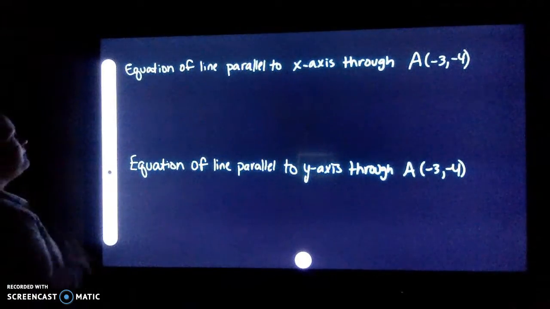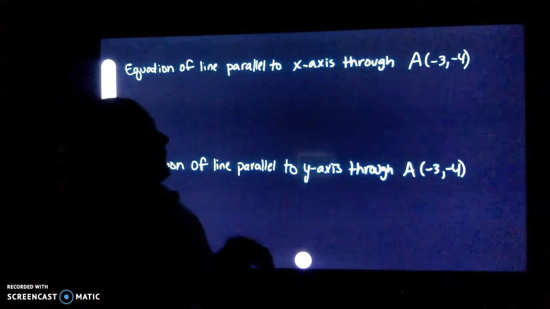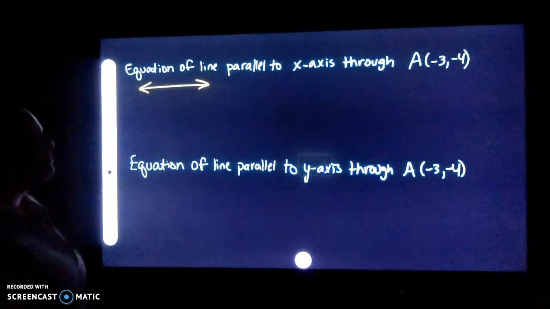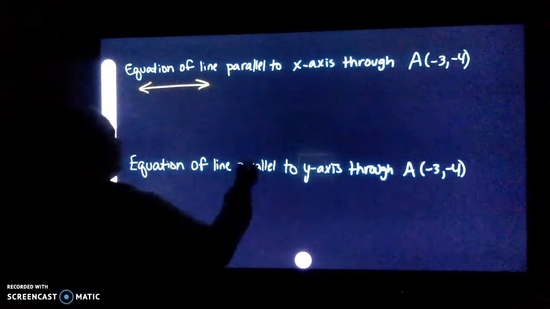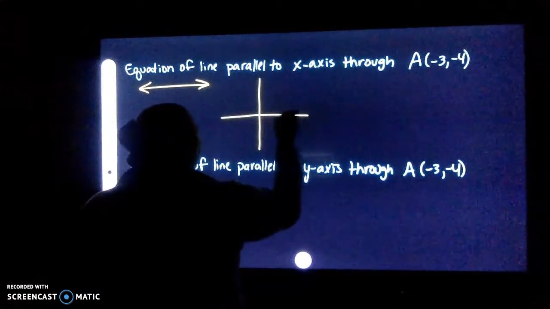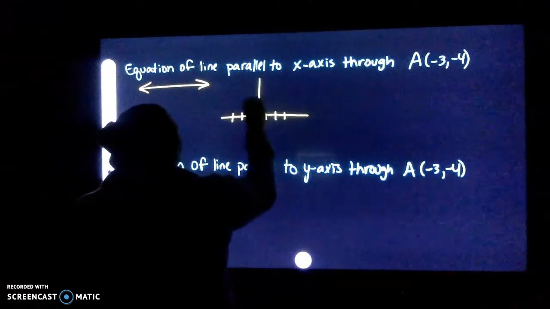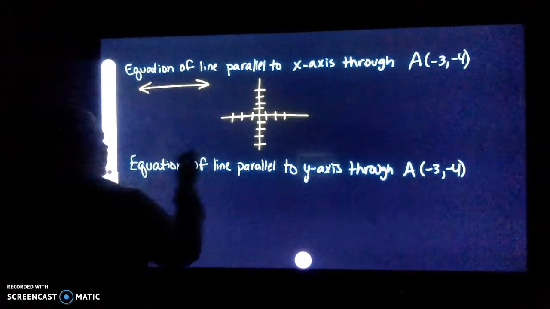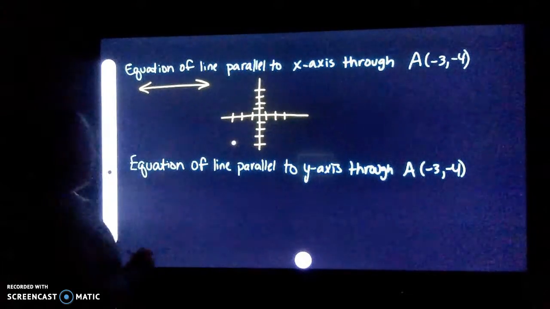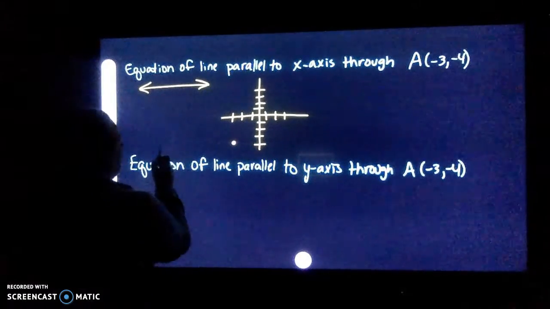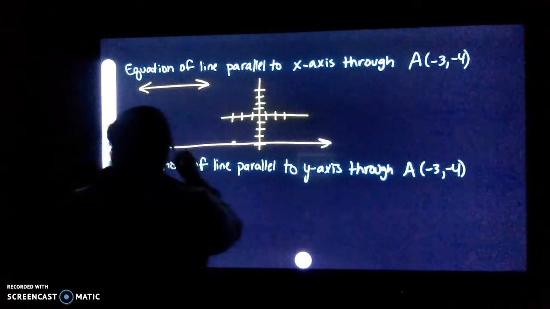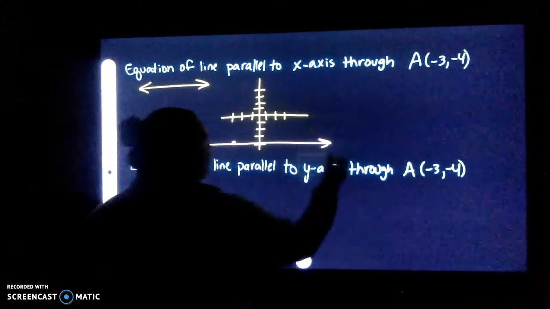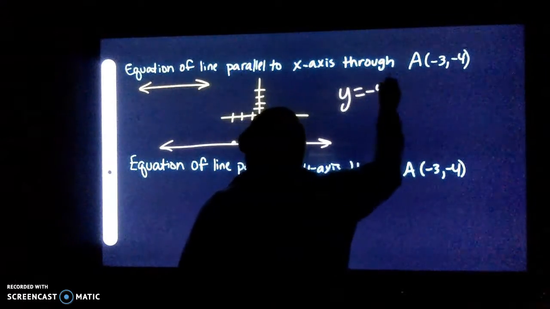So this first equation, I want to write the equation of a line that runs parallel to the x-axis, so horizontal, through the point (-3, -4). So the first thing I'm going to do is I'm going to go ahead and graph. And I'm going to find the point (-3, -4). Once I find that point, I'm going to go ahead and draw the horizontal line that runs through it. It goes through my y-axis at the point -4. So my equation is y equals -4.